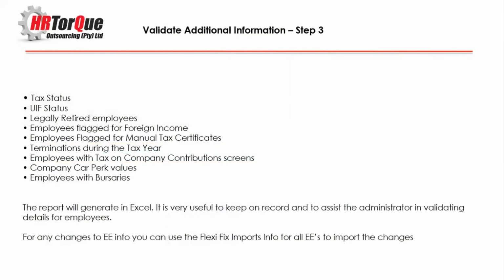Your validate additional information screen, it's things like tax status, UIF status. Always important to check your UIF status, especially with regards to people that have, for instance, returned from maternity leave and have not been flagged or unflagged from there. Legally retired employees, employees flagged for foreign income, employees flagged for manual certificates, especially in a case where you may have had somebody pass away during the year and you've had to issue a manual certificate in order to assist the family to wrap up the estate. Terminations during the year, employees with tech and company contribution screens, perks, tech values, and bursaries.